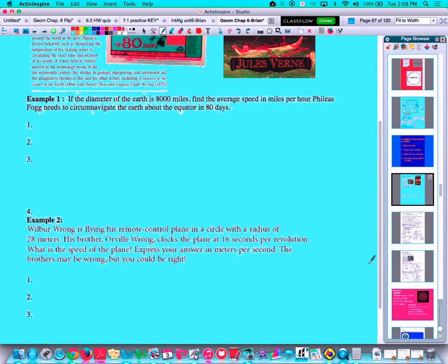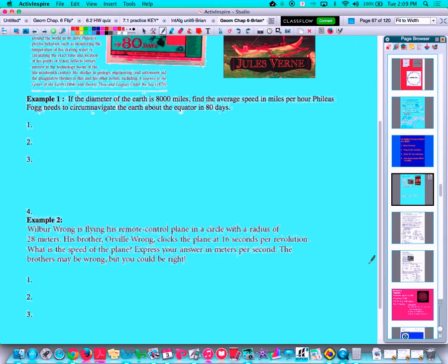Example number 1: if the diameter of the Earth is 8,000 miles, find the average speed in miles per hour. Phileas Fogg needs to circumnavigate the Earth about the equator in 80 days. So we're talking about the latitude at the equator. If you take different latitudes, you're going to have a slightly different circumference around the Earth. But at the equator, we have the circumference of the Earth that we will be traveling.